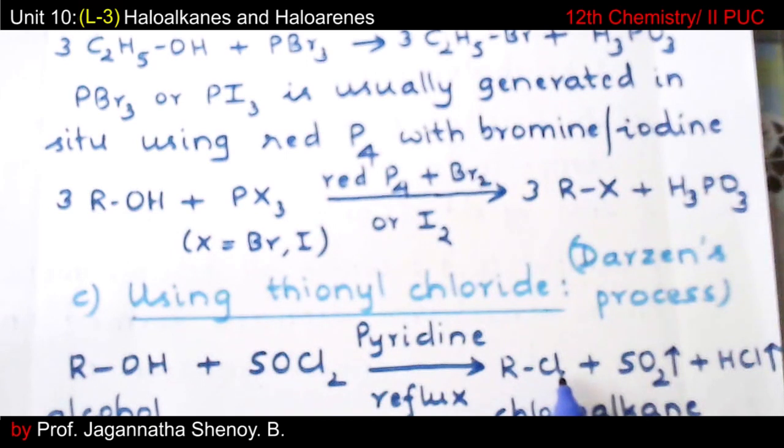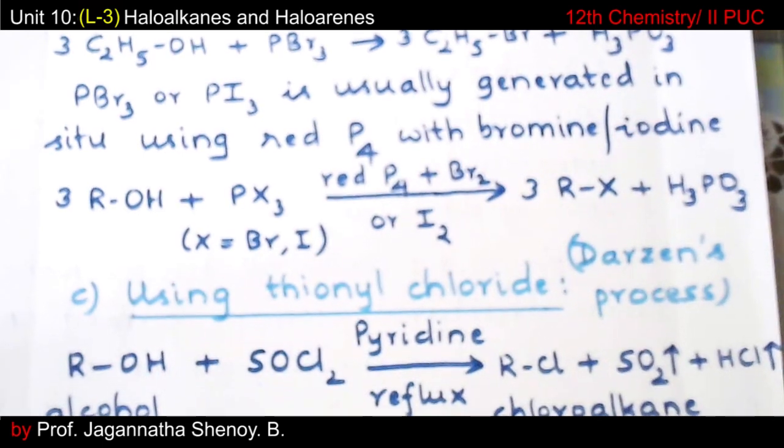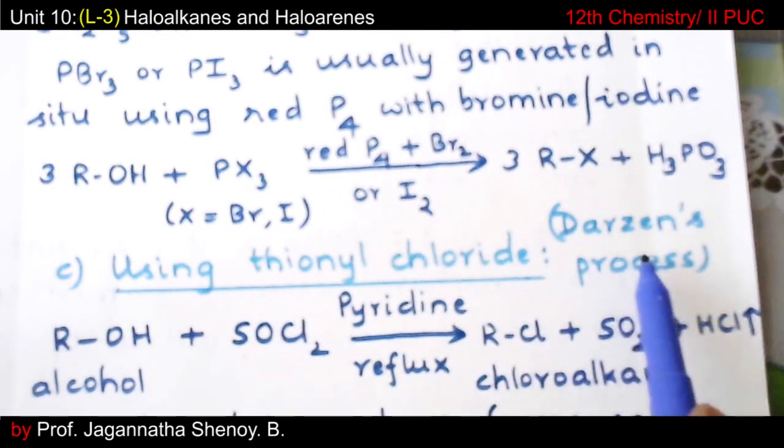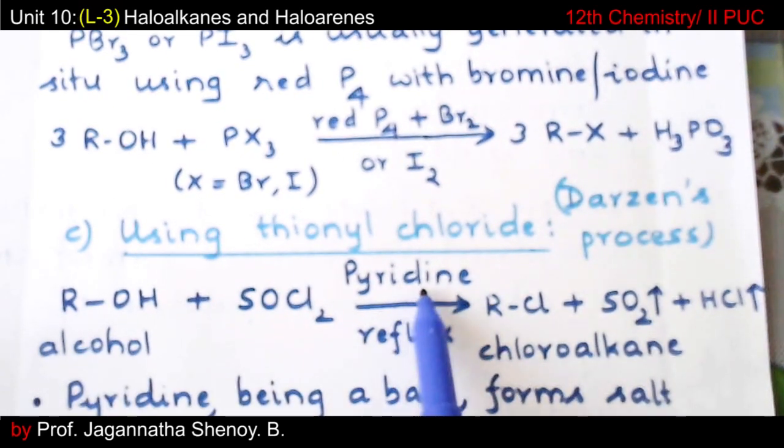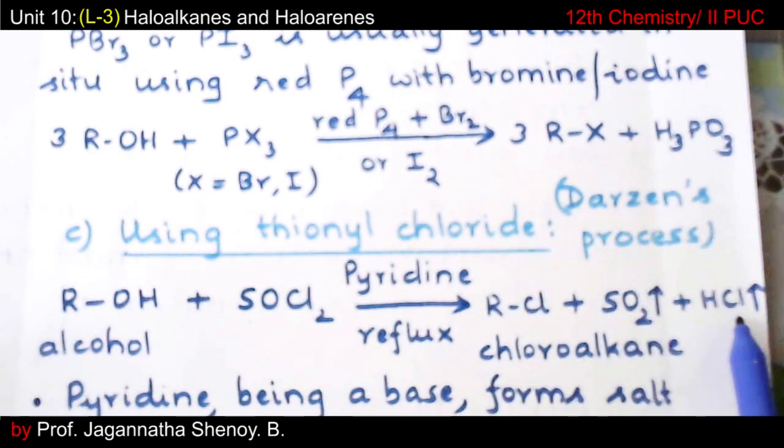What happens? The OH group is replaced by a Cl group. I get RCl. Here the SO will combine with one oxygen to form SO2, which is a gas. And then I'm left with one hydrogen and one chlorine. You get HCl, which is a gas. And this is the Darzens process. In this reaction, I use pyridine because, as I just told you, it is a weak base. That's why it reacts with the stronger acid HCl to form the salt.